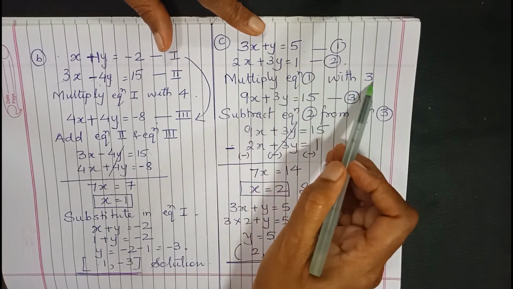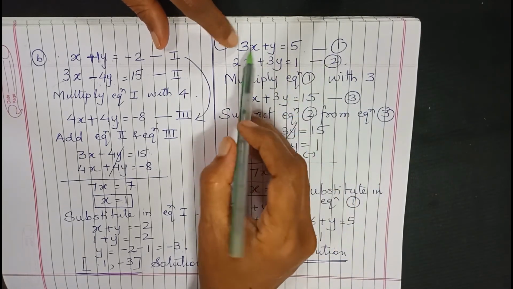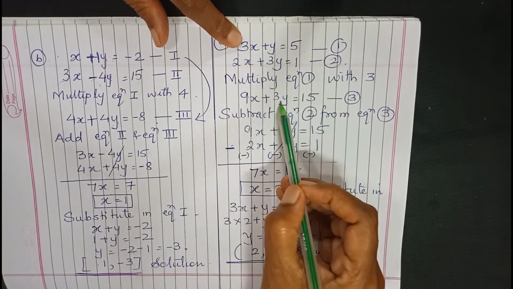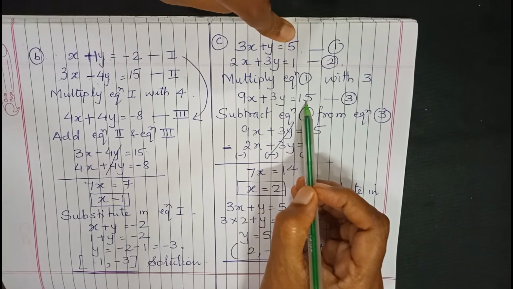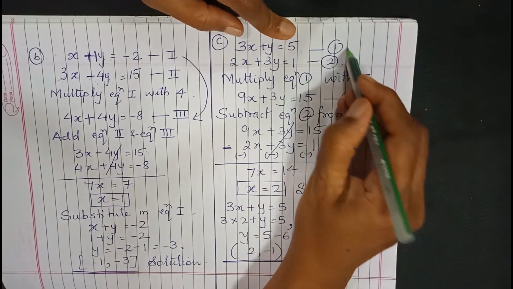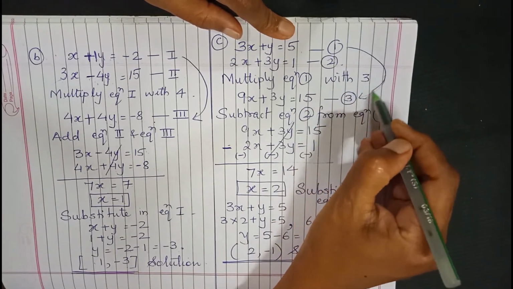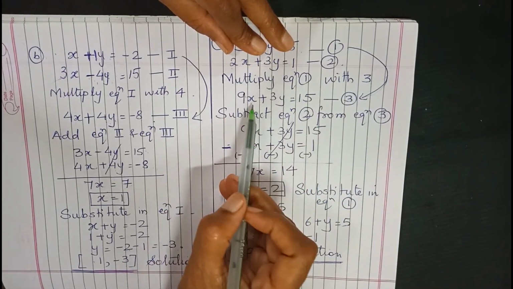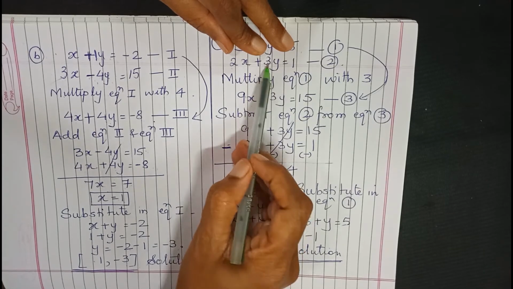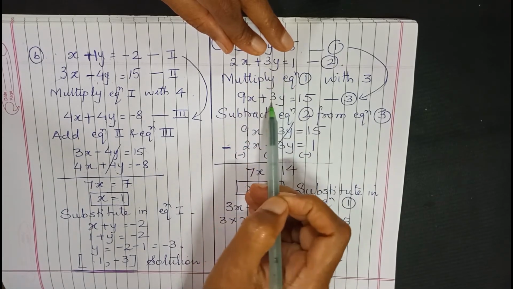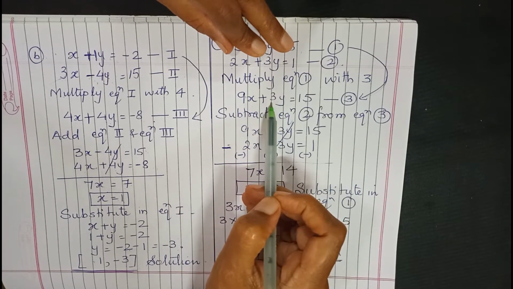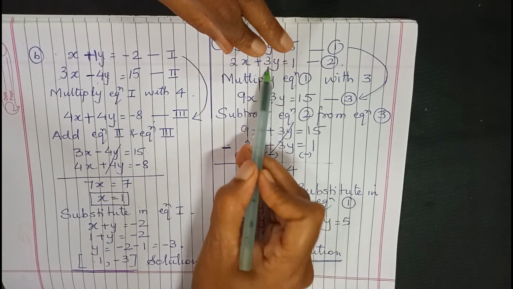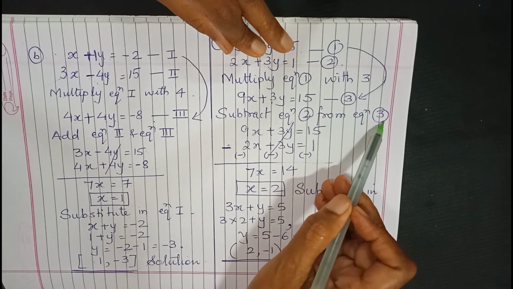We multiply equation 1 with 3, each and every term. So we get 9x plus 3y is equal to 5 into 3, which is 15. So now I got a modified version of equation number 1, and we don't look at equation number 1 now. So we got equation number 2 and equation number 3. Now you can see both have plus 3y. I know when I subtract, I will be able to cancel it. So what we do is we subtract this second equation from equation 3.